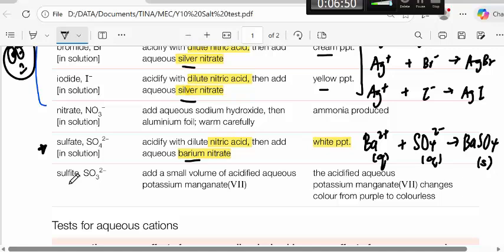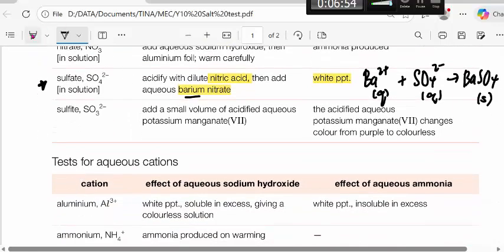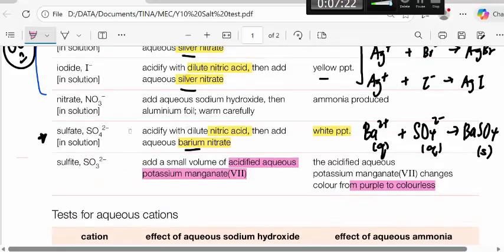Sulfide is different. Sulfide uses potassium manganate(VII). Do you remember? Acidified potassium manganate(VII). What's the color change? From purple to colorless. This is the oxidizing agent, remember? So when you add this to sulfide, it will change from purple to colorless. Okay? This is the anion tests.